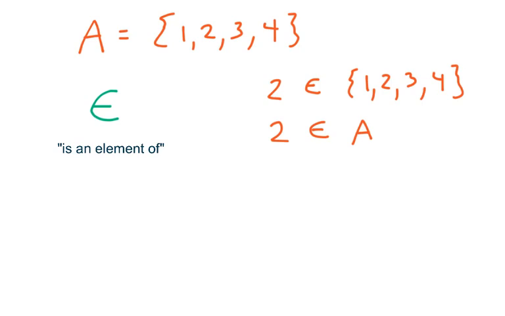If something is not an element, then we use that same symbol with a slash through it. For example, 7 is not an element of set A. That would be a true statement. That's how we use is an element of and is not an element of.